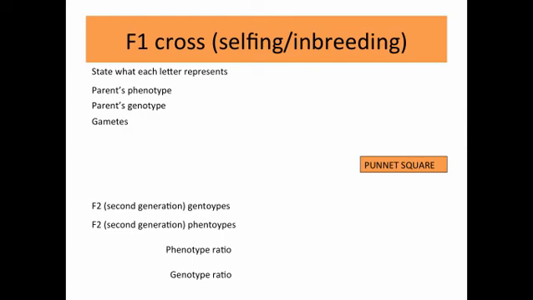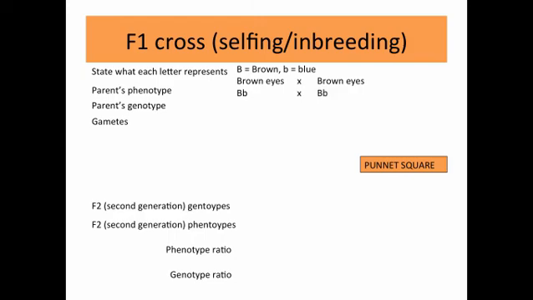So, same again. For this question, you would need to state what each letter represents. Capital B is brown, small b is blue. Remember, we are crossing together two individuals from the first generation. So they both have brown eyes. So brown eyes crossed with brown eyes. The parents' genotype, if you remember, is capital B small b, capital B small b.